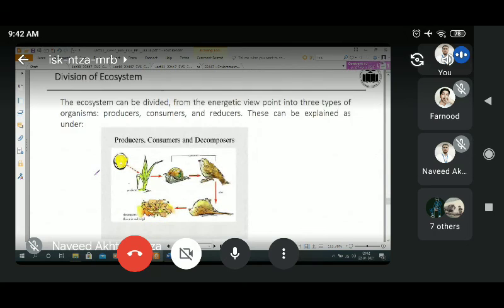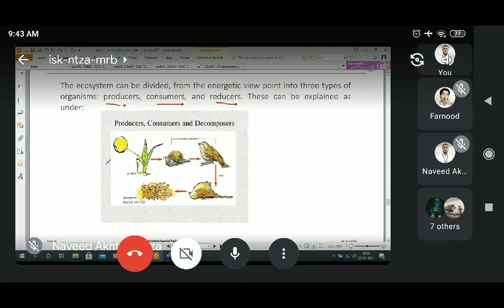Next comes the division of ecosystem. The ecosystem can be divided from the energetic viewpoint into three types of organisms. The first is producers, the second is consumers, and the third is reducers. This can be explained as producers, consumers, and decomposers. You can see the producer, generally it is the plant. And these animals are nothing but the consumers.